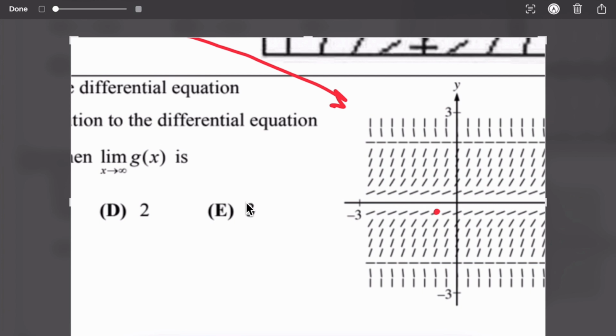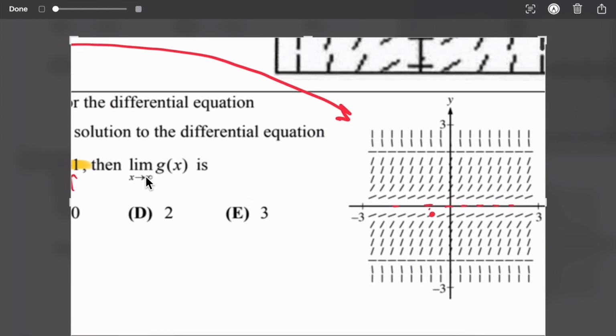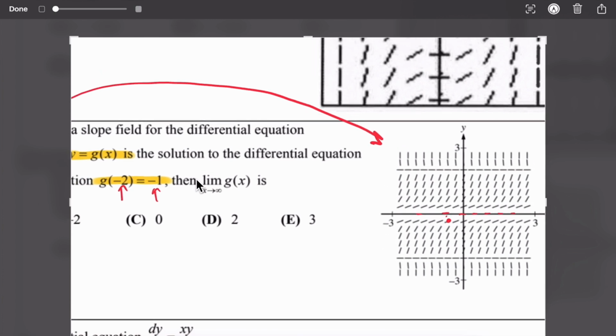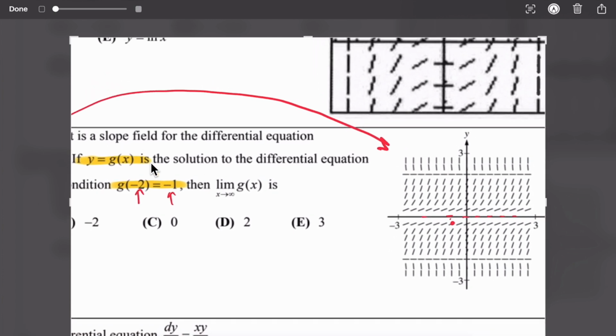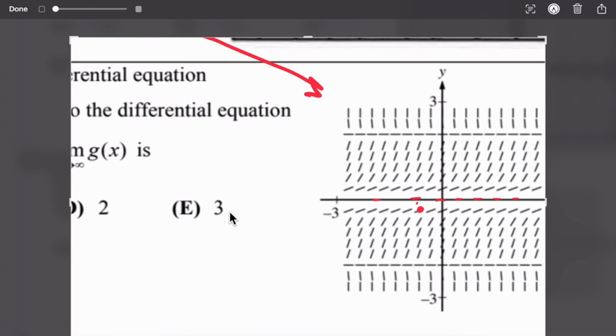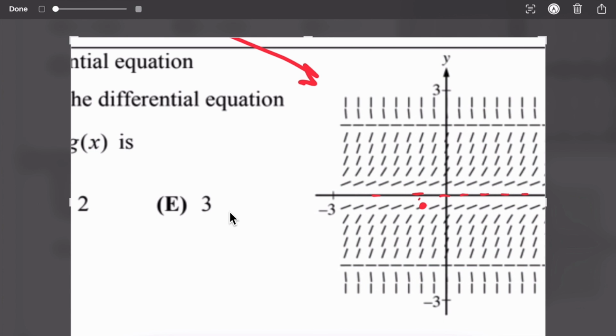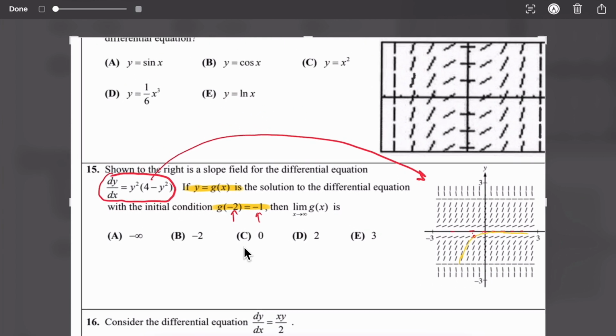So it appears that we have some sort of asymptote here, a horizontal asymptote where the slope is going to go to 0. And they want to know the limit of g of x, the limit of this solution as x goes to infinity. So let's go ahead and draw through this here in yellow. And we're kind of going with the flow here, but then we hit this asymptote and it looks like it's going to approach 0. So this would be choice C.